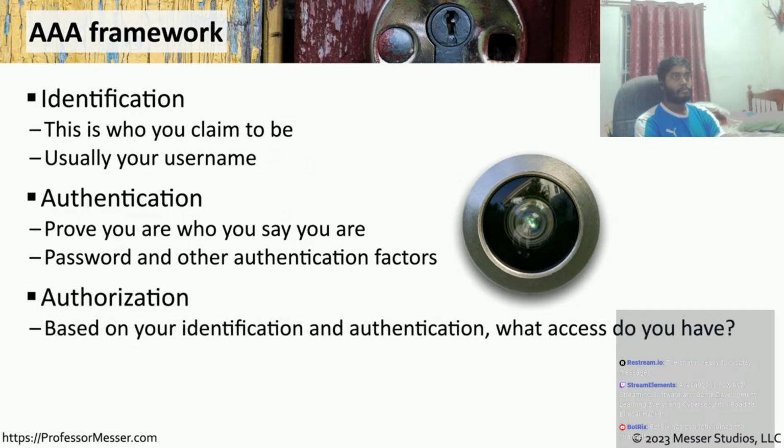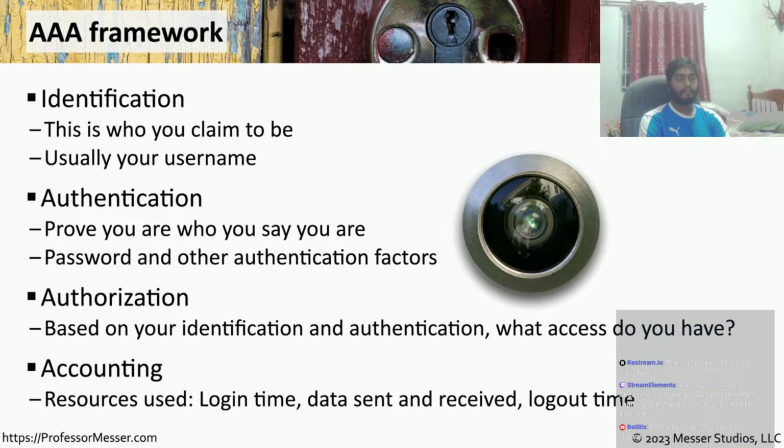Now that we've identified who we are, we now need to determine what type of access we have, and that's done through authorization. If we're part of the shipping and receiving department, then we should have access to systems that should only be available to shipping and receiving, and we should not have access to information that might be in the finance department. And of course, all security systems need to have a log of exactly what happened. So we need to know what time someone logged in, how much data may have been sent or received, and what time this person logged out. We refer to this entire system as the AAA framework, and this refers to authentication, authorization, and accounting.